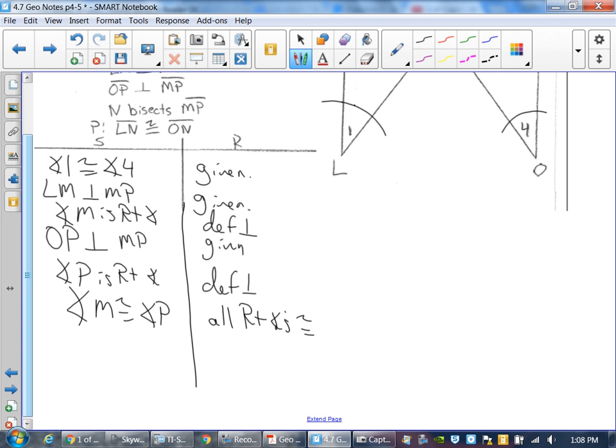So from those first 3 givens, you've got 6 steps right away. So now you go to your next one. N bisected a segment.